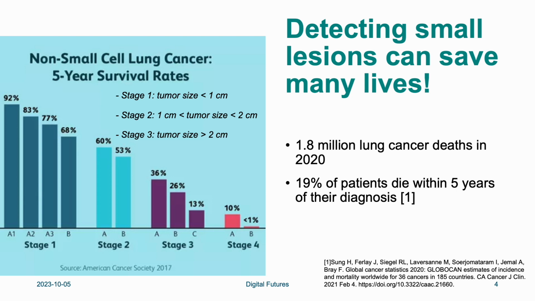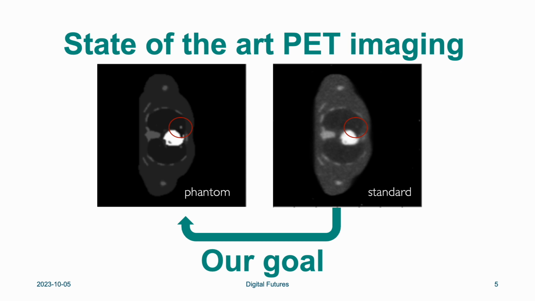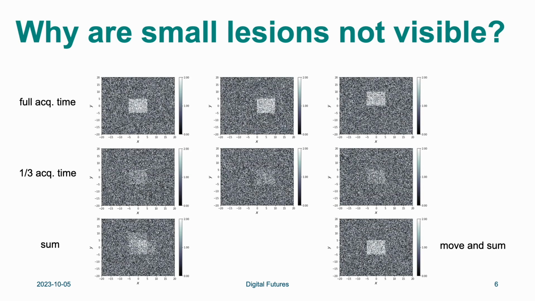So now PET system resolution is around 5 millimeters, so it should be in principle possible to see 1 centimeter lesions. Unfortunately, here I show you a kind of realistic simulation of what a 1 centimeter lesion will look like in a PET image, and as you see, the contrast is not very high and there is a chance of missing this. So our goal is, of course, to move the PET images closer to the phantom where the lesion is clearly visible. Let me try to give you the reason why lesions in lungs are not visible.